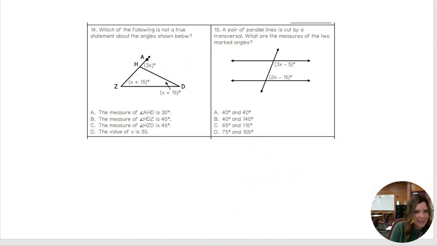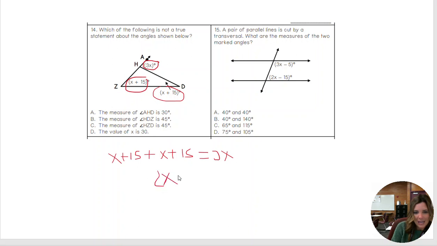Okay, next one. The thing you needed to recognize here is that this is the exterior angle. The exterior angle is always equal to the two remote interior angles added together. So that means that x plus 15 plus x plus 15 needs to equal 3x. So that's going to be 2x plus 30 equals 3x. And then when you subtract 2x from both sides, that tells you that your x is equal to 30.